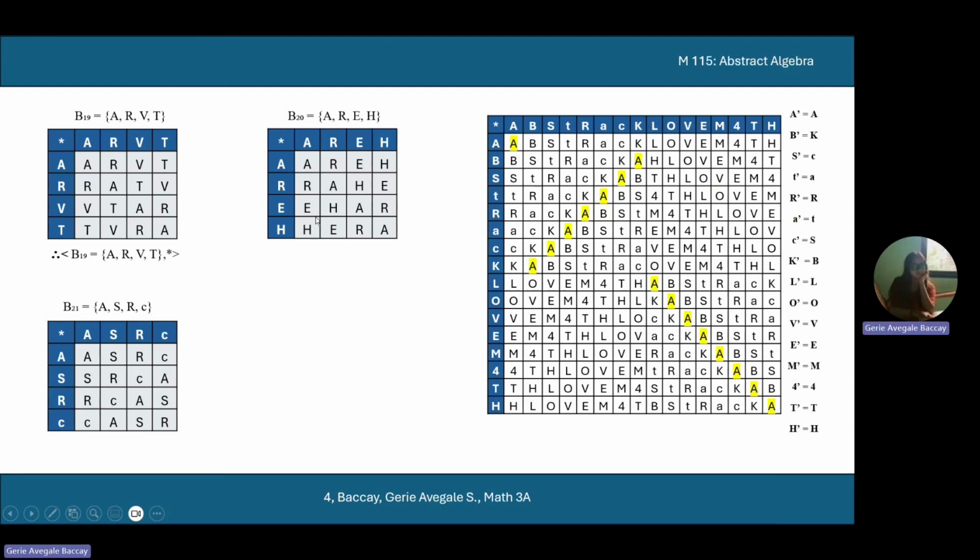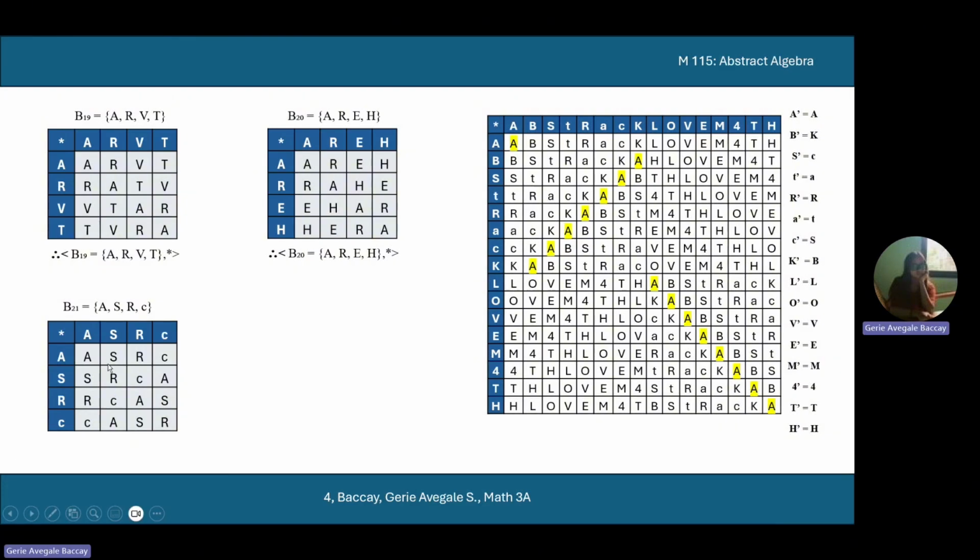So we can see that the resulting elements remain within the subset, and the identity element A of G is in B sub 20, and the inverse of A, R, E, and H is itself. So B sub 20 is a subgroup. And then now let's check for B sub 21.